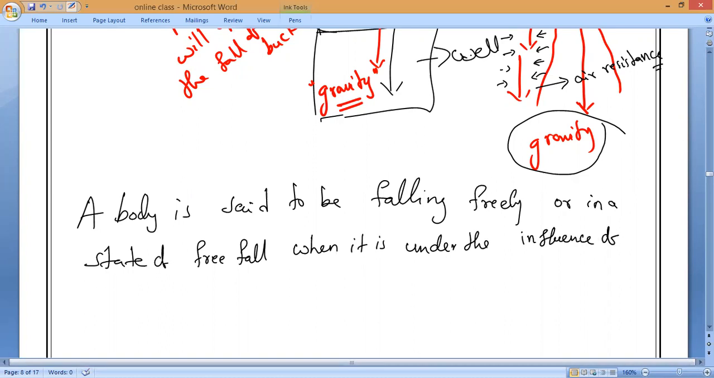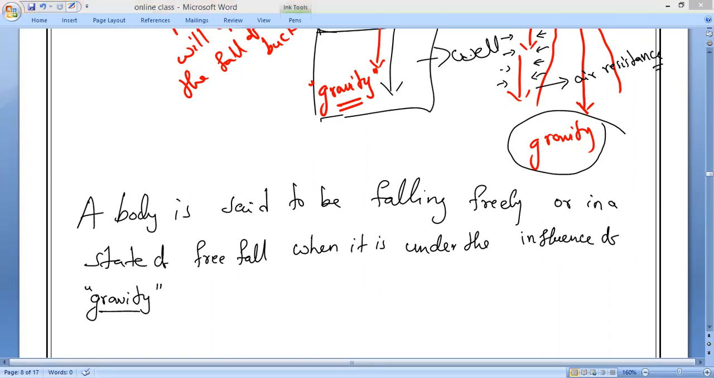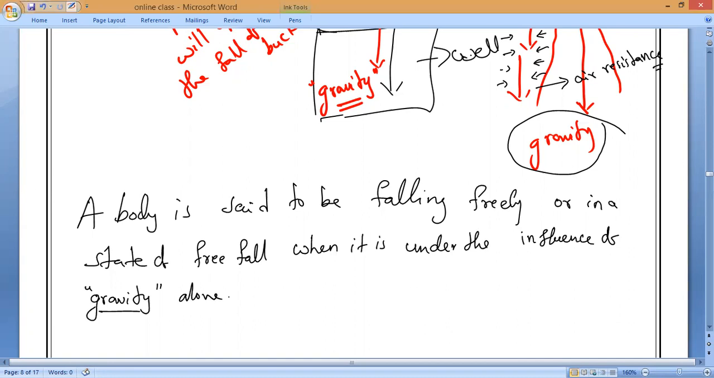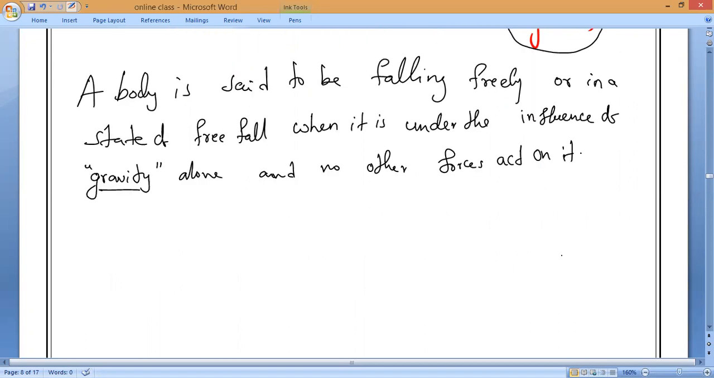what force? Under the influence of what, guys? Gravity. Only gravity. Gravity alone, and no other forces act on it. That is free fall.